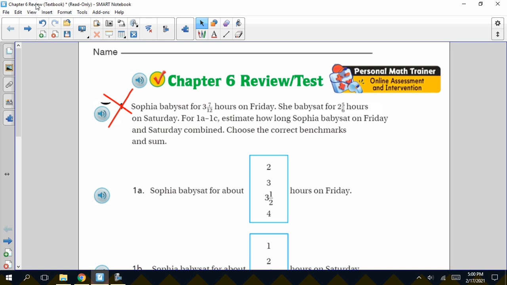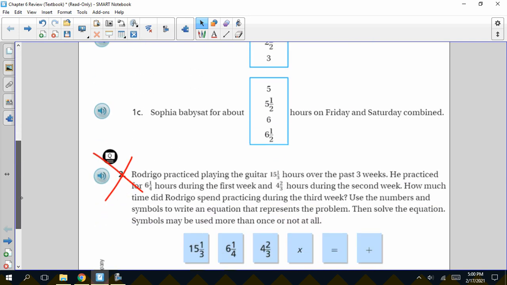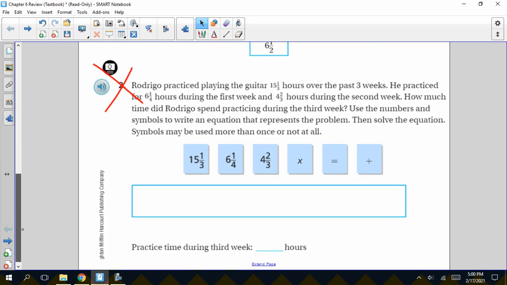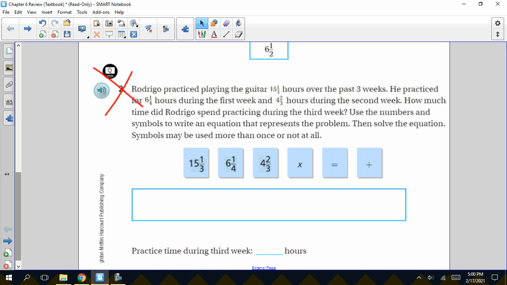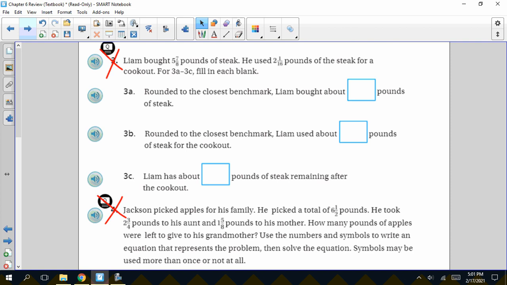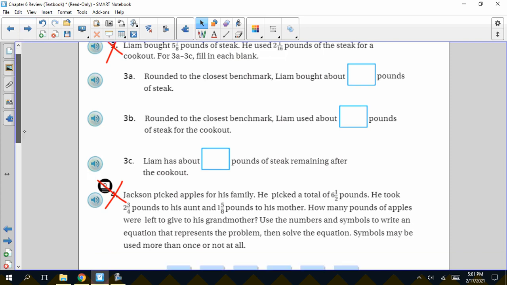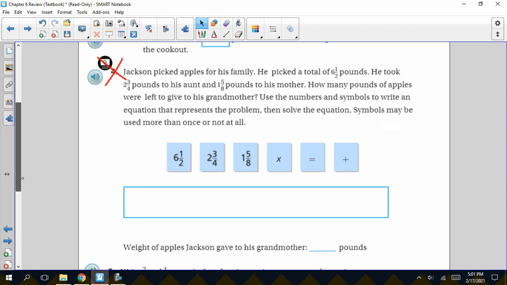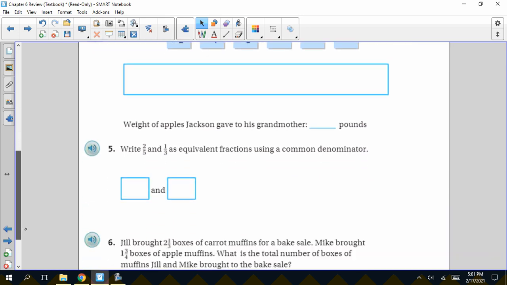Question number 1 is from the estimation lesson. We have skipped that lesson, so you can go ahead and cross off number 1, as well as question number 2. We skipped the patterns question and the properties. Question number 3, you can also skip on there, as well as question number 4. So we're skipping questions 1, 2, 3, and 4.